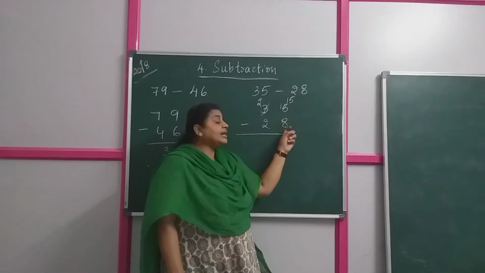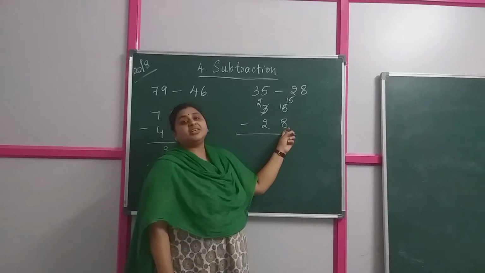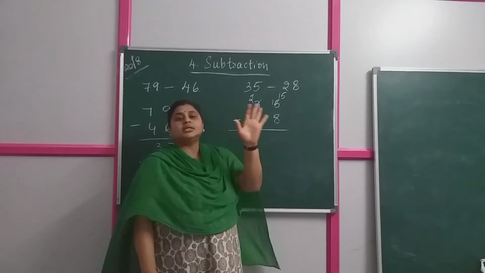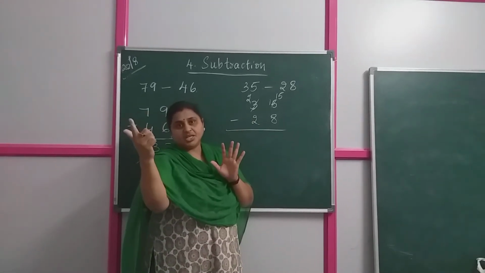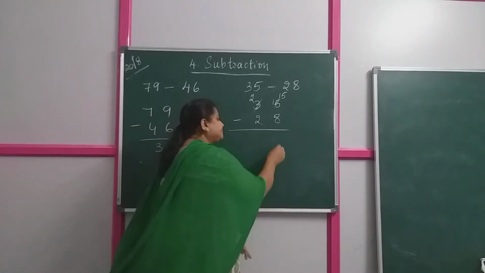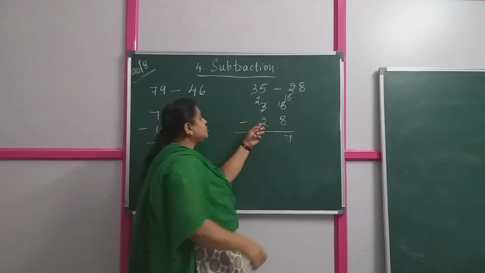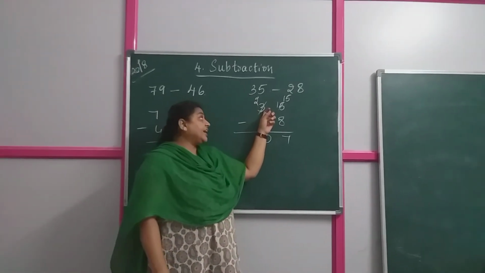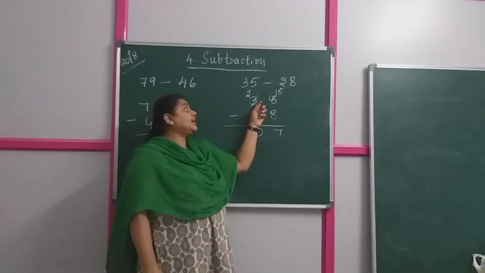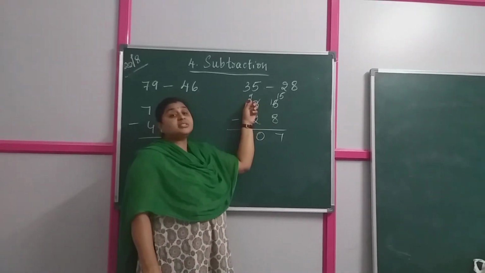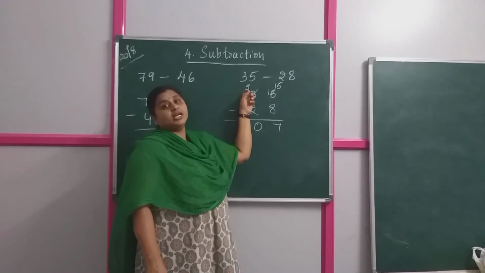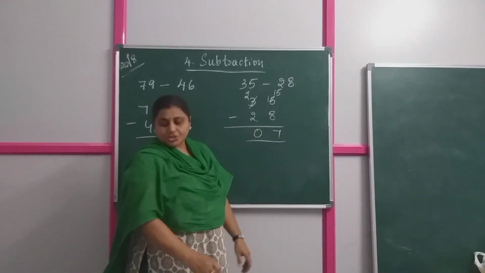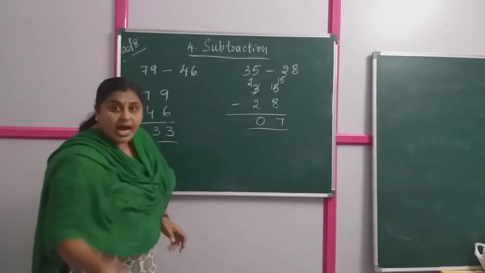So 15 minus 8. Now count after 8. 9, 10, 11, 12, 13, 14, 15. What do I get? 7. Now 2 minus 2, 0. Now there is no 3 further, children, because I have taken a borrow from 3. When I have taken a borrow from 3, 3 changes to its before number, that is 2. What is my answer now? 7. Understood children? Now let us look into another problem again.